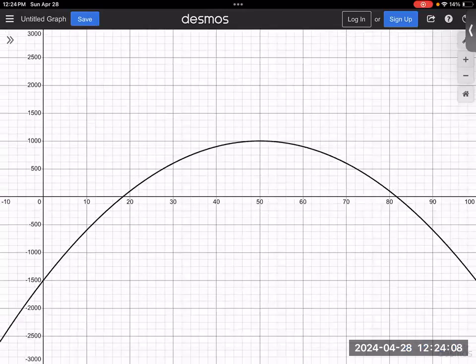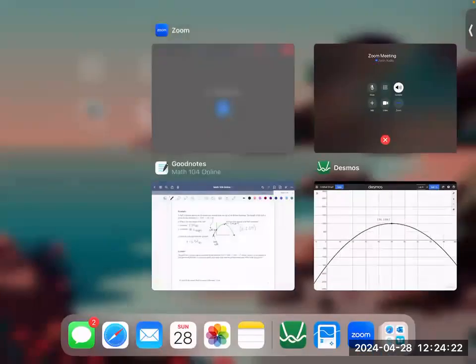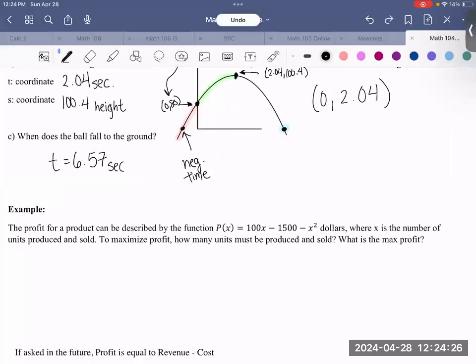Now it does ask us at what point are we going to achieve your max profit? That is just saying, what is your vertex? What is the maximum? So we have 50 and 1,000. And let's put that in the page. We said 50 and 1,000. So let's put this in a context. So what does the 50 actually mean? What does 1,000 actually mean?